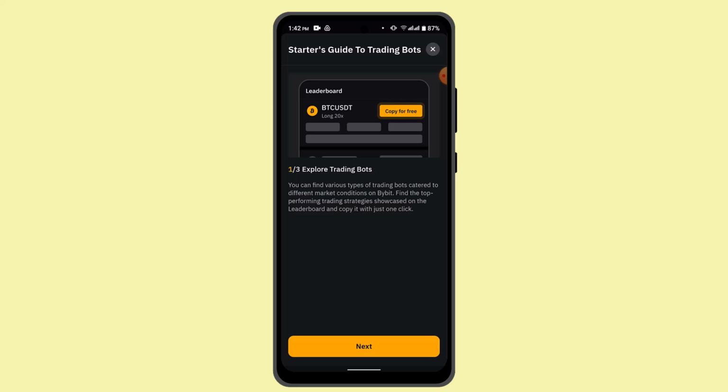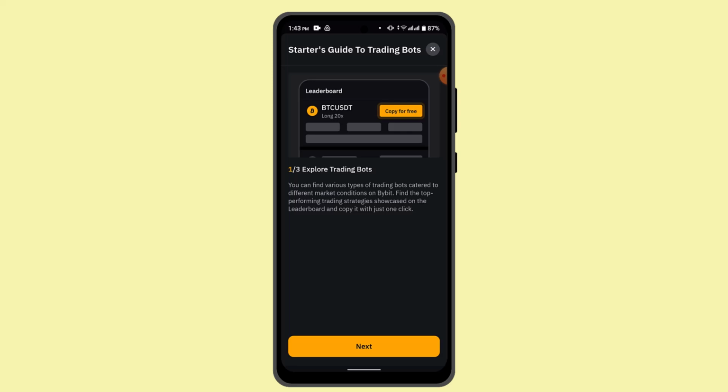Then you can enter the order details, choose the order type and enter the quantity and a price. And when you've done that, you can tap on the TP, that is take profit option. Enter the price at which you want to take profit, and this price should be above the current price if you're buying or below the current price if you're selling.